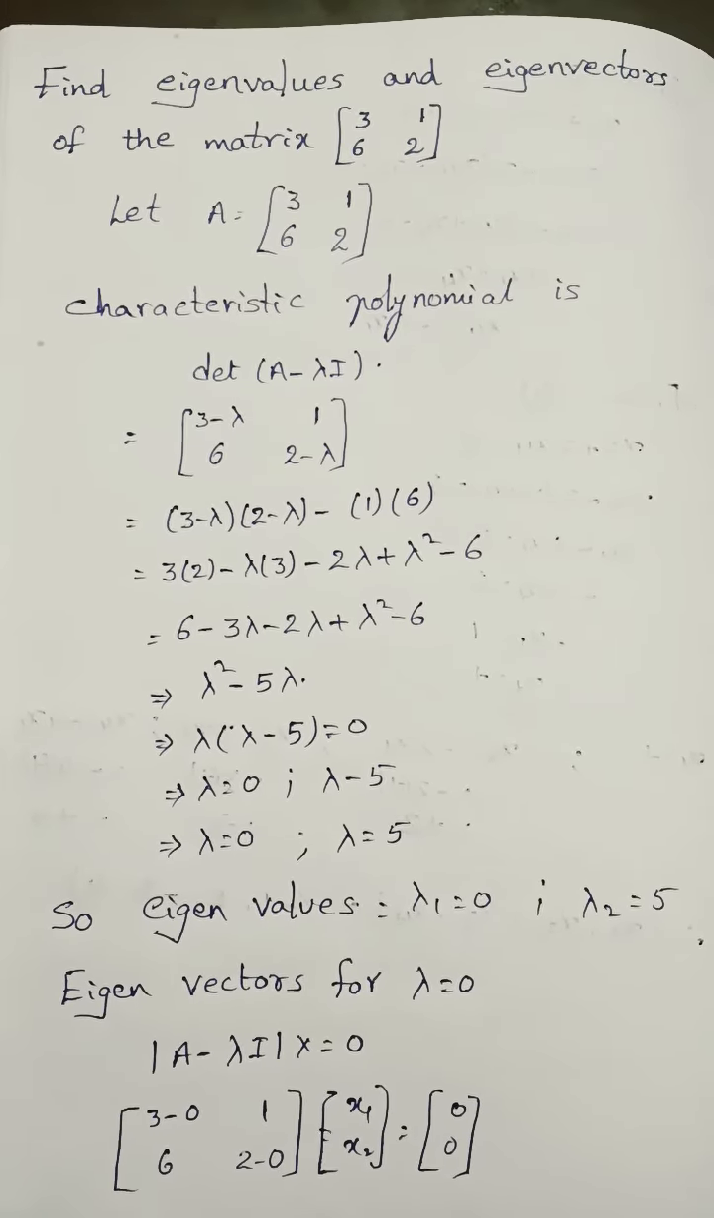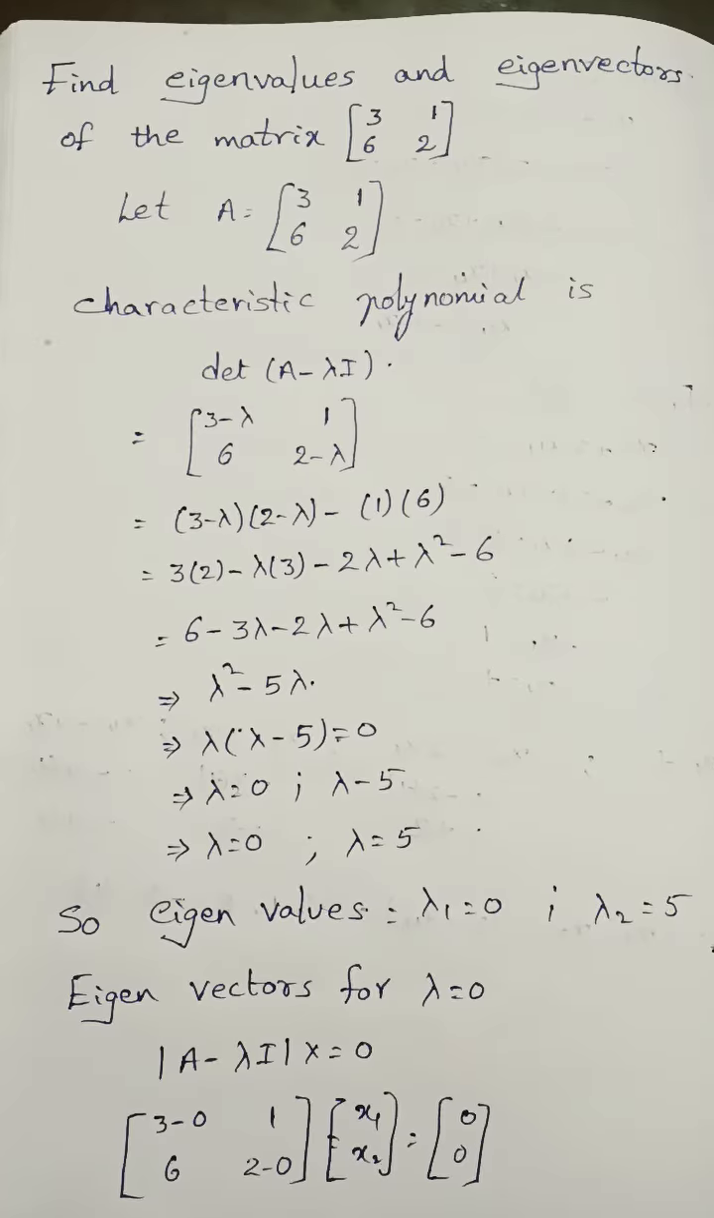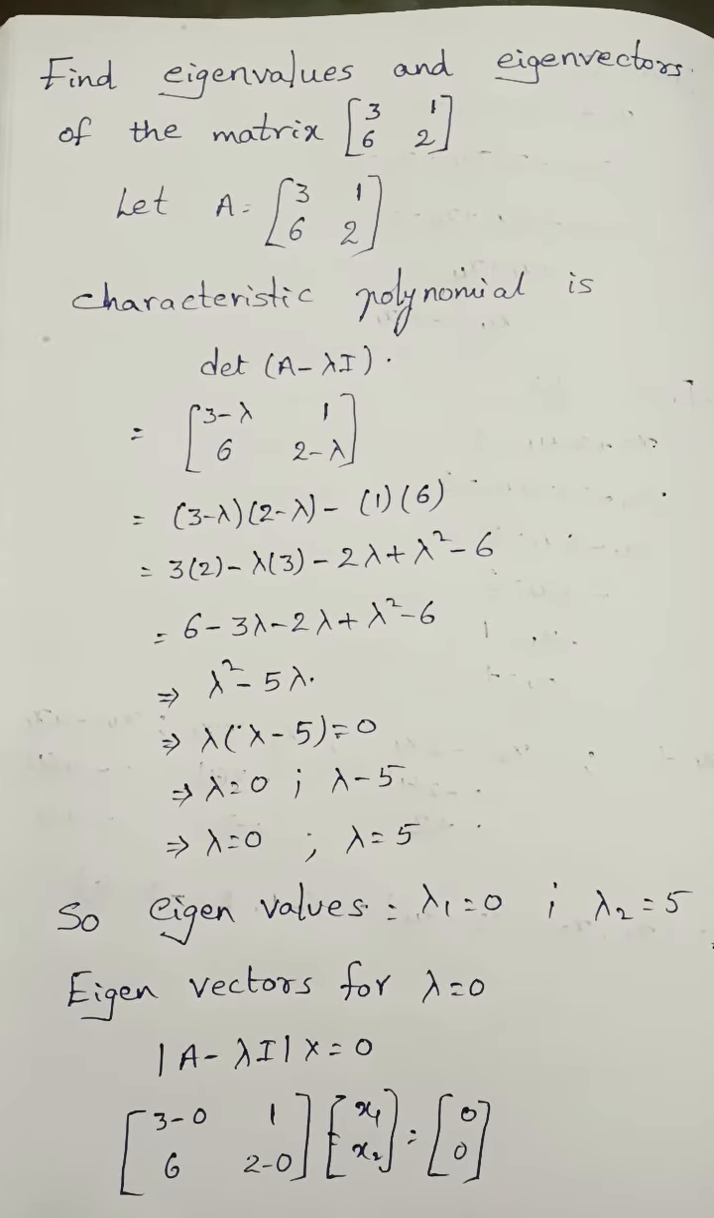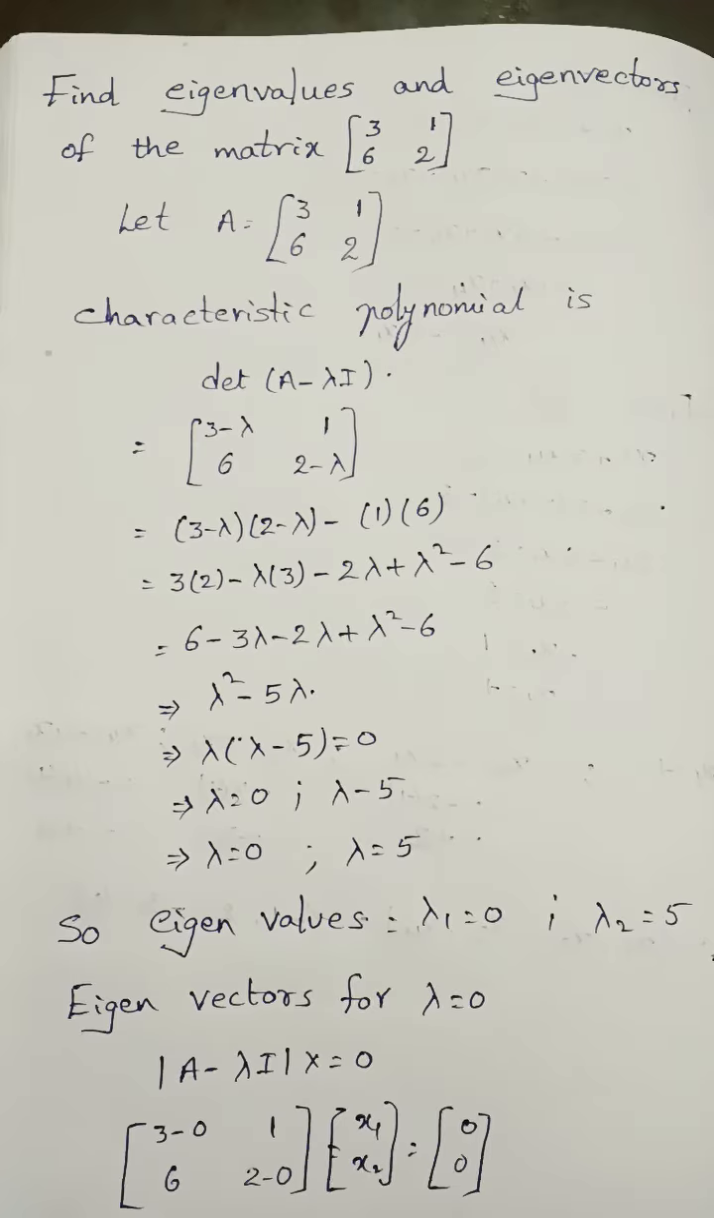Find eigenvalues and eigenvectors of the matrix 3, 1, 6, 2. So let this matrix be A. Let A is equal to 3, 1, 6, 2. Now write the characteristic polynomial.